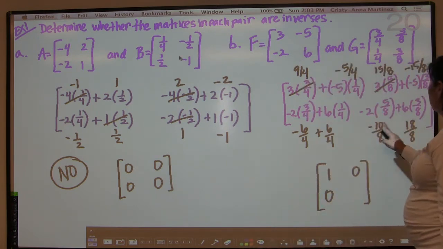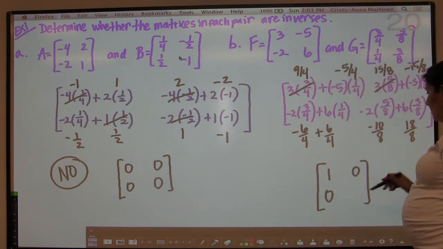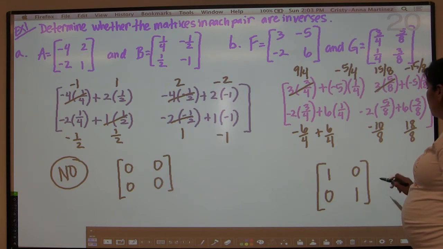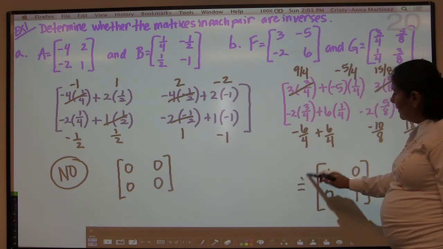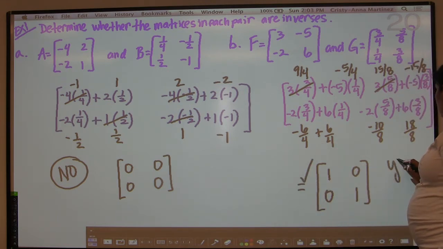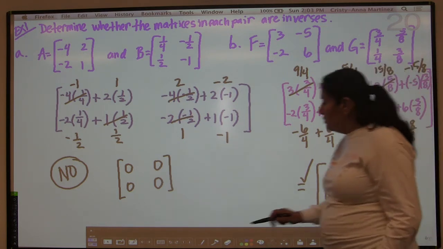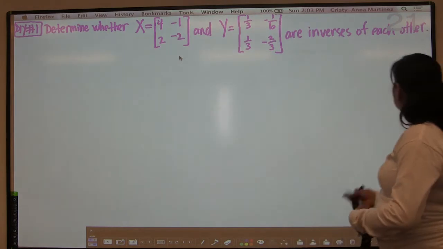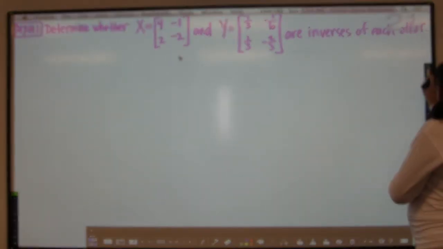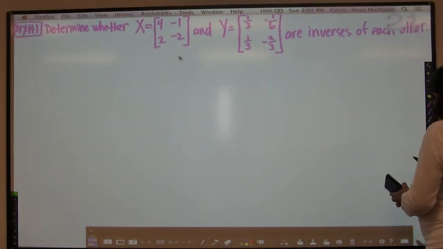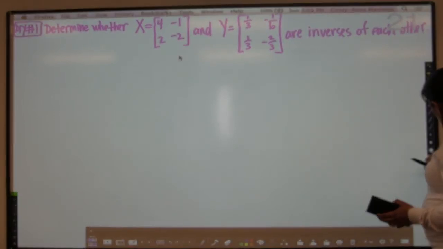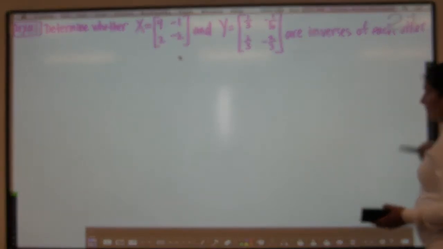Okay, so 18 minus 10 is actually 8/8, and 8/8 is 1. So in this case, you do get the identity, and therefore your answer is an overwhelming yes. All right, so now I want you to try this little guy and then determine whether it's a yes or a no, and then we'll move on to the next example.